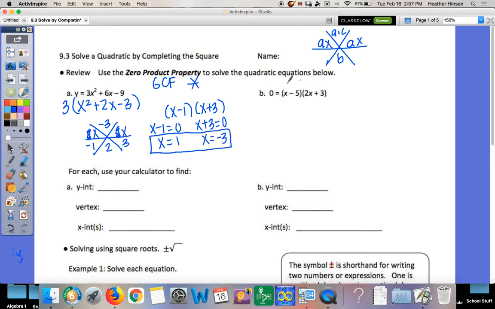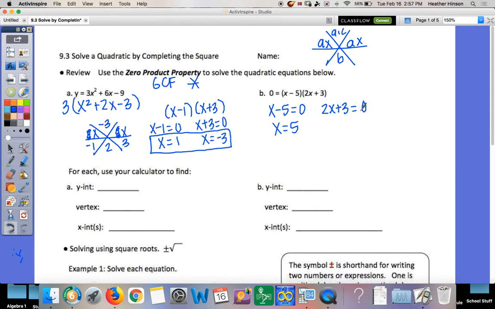Okay, B, a little bit easier. This one is already solved for us, already factored. All we have to do is set it equal to 0 and solve. When they're already factored for you, you don't have to FOIL them out or anything. You don't have to check for GCF. We've already done everything for you except solving it. So how do you get rid of minus 5? You add it. So that'll be x equals 5.